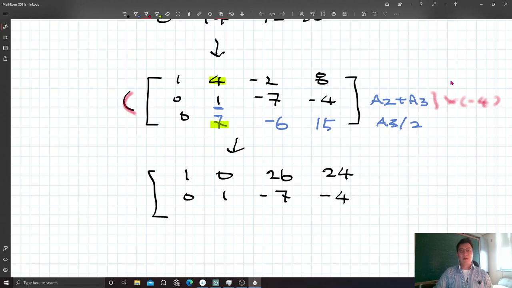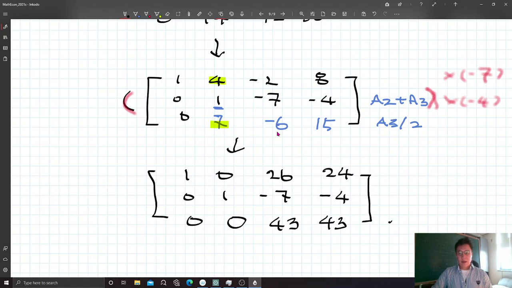So now, in order to kill this number 7 in the last row, we add it to the third row. Then we get 0, 0, and negative 7 times negative 7, 49, added to negative 6 gives us 43. And remarkably, the last element is also 43. So we can divide the third row by 43, and this 43 becomes just 1 and 1.